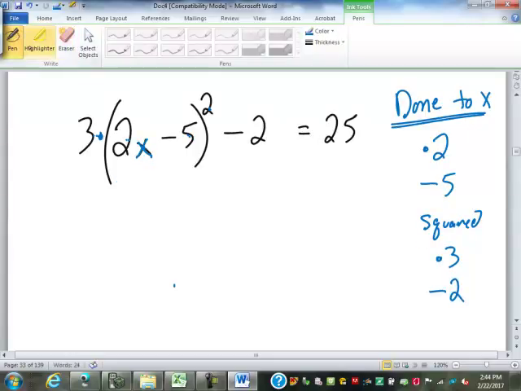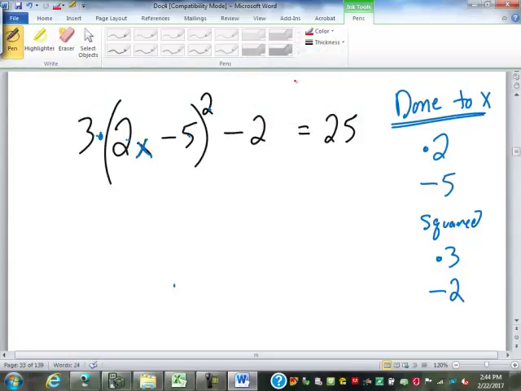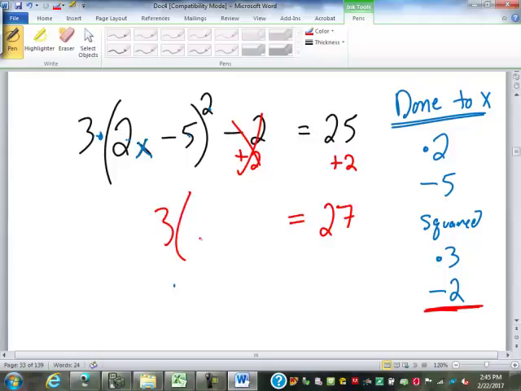When we go to solve this, of course, we have to reverse that process. The first piece we take off is the last one put on. So what's the first thing we're going to do? Well, not subtract 2, but add 2. Very good. Gets rid of the subtracting 2. So we add 2 over there. That's 27. Over here, the minus 2 is gone. So this is 3 times 2x minus 5, and that's squared.